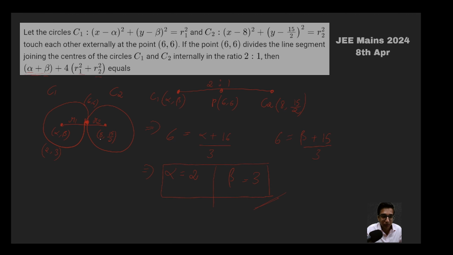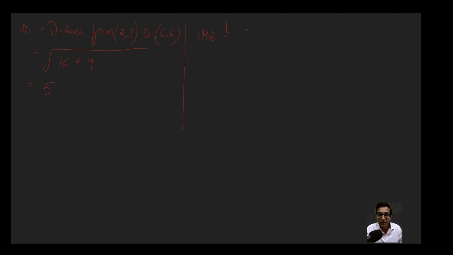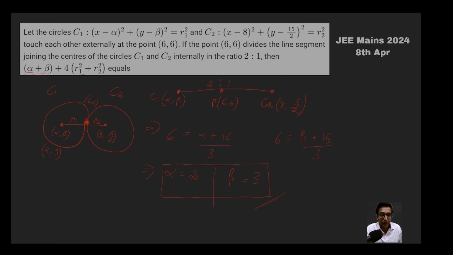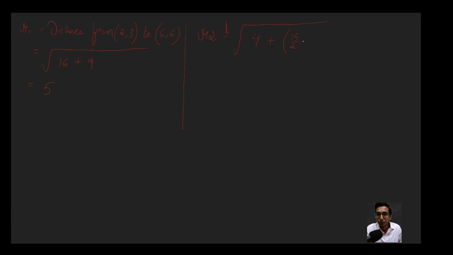And what would our R2 become? R2 would be the distance from (8, 15 by 2) to (6, 6). So this would become 2 square, which would become 4 plus (15 by 2 minus 6) whole square. So let us try to solve this. We get 4 plus, 15 by 2 minus 6 becomes 3 by 2, which makes it 9 by 4. So ultimately this comes out to be 25 by 4, so we get 5 by 2 as our R2.